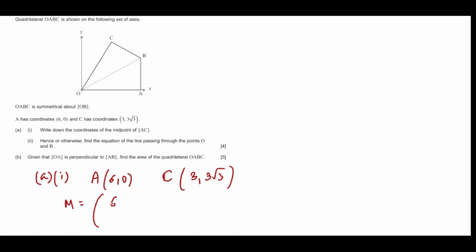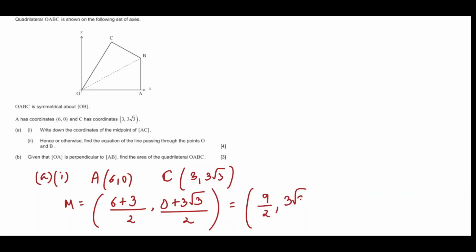Now the first part is very easy. We can quickly write out the coordinates of the midpoint of AC. We have the coordinates of A as 6, 0. We have the coordinates of C as 3, 3 under root 3. Now for finding the midpoint, we know how we can find it. So it will be 6 plus 3 over 2 and 0 plus 3 root 3 over 2. So what will be the midpoint? The midpoint will be 9 over 2 and 3 under root 3 over 2. So this is the midpoint of AC. Okay, we simply use the midpoint formula.